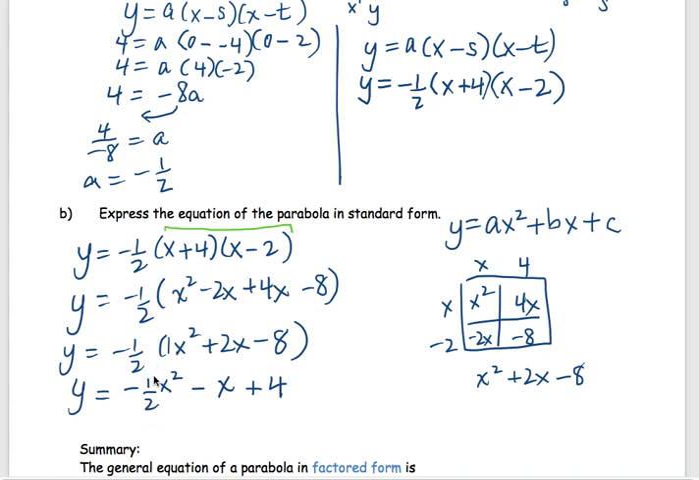I have the ax squared, the bx, and then the c term here. So that's what you're doing today. You're trying to build some sort of equation that you can change over to the standard form. To get from the factored form to the standard form, all you're doing is expanding, and you're using FOIL or the area model to expand.